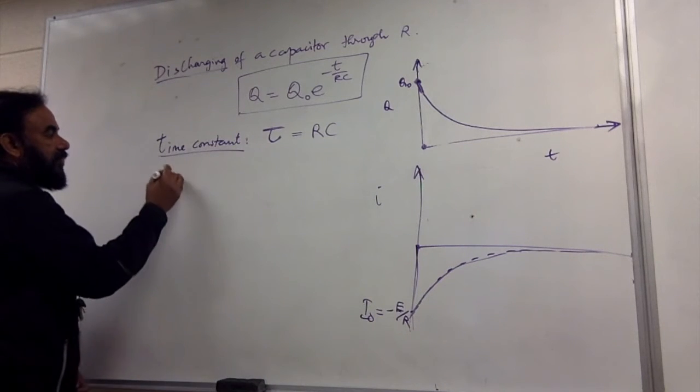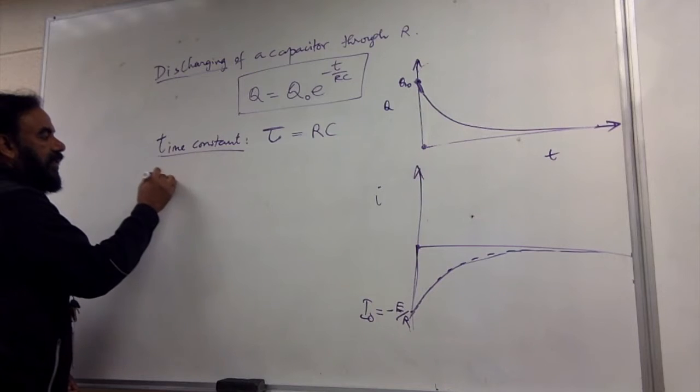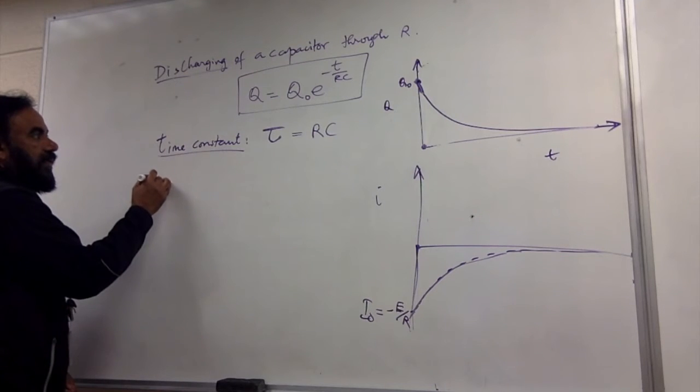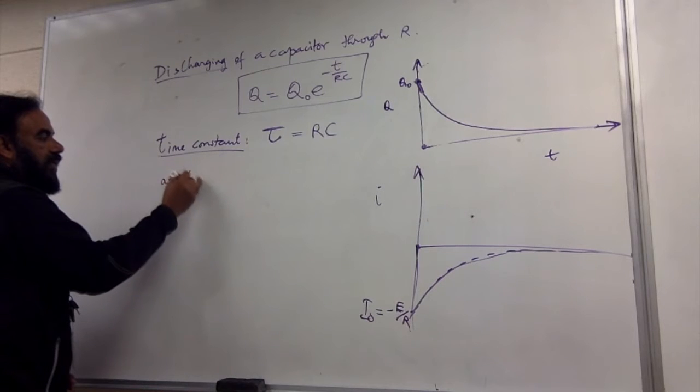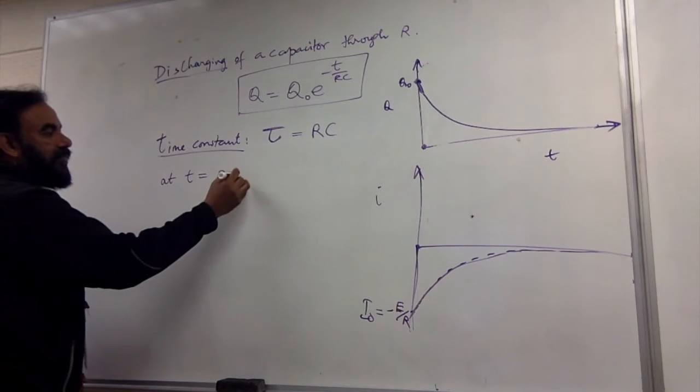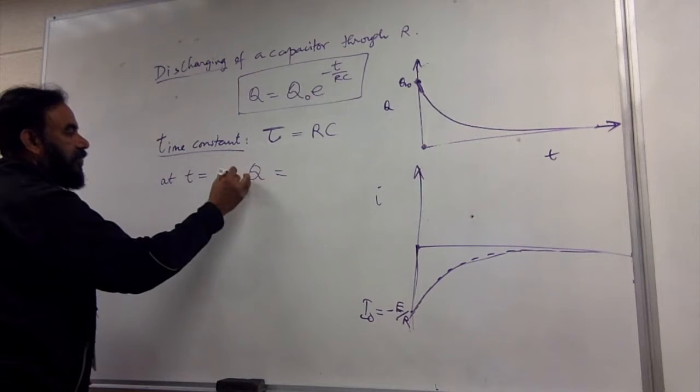So let's go back to that equation. At t equal to 0, what is Q equal to?